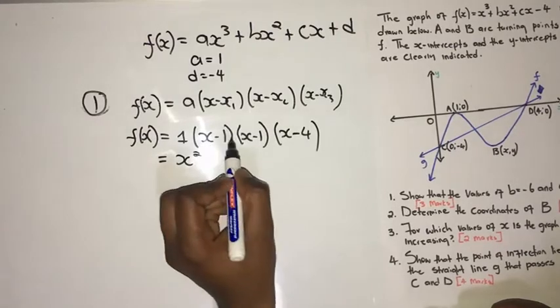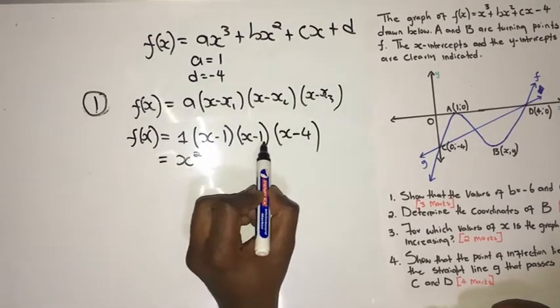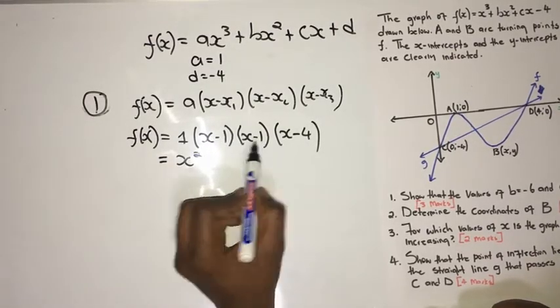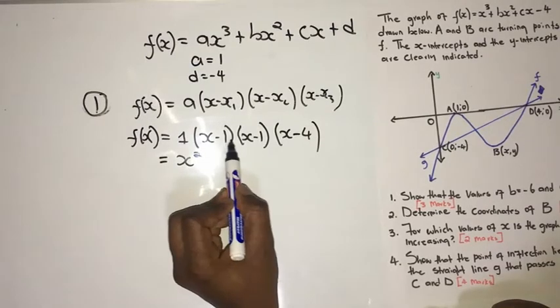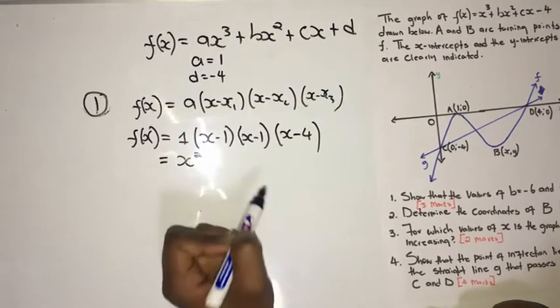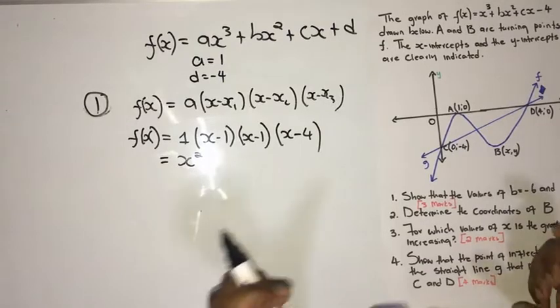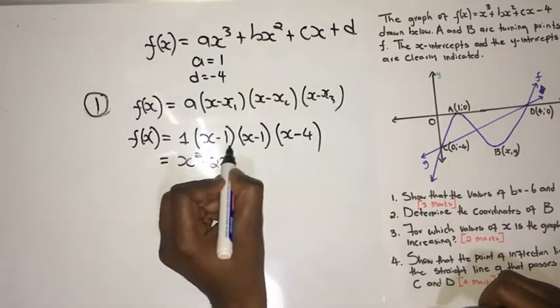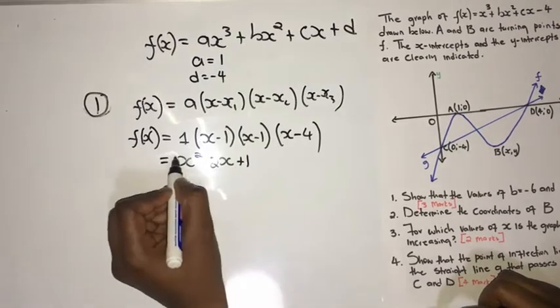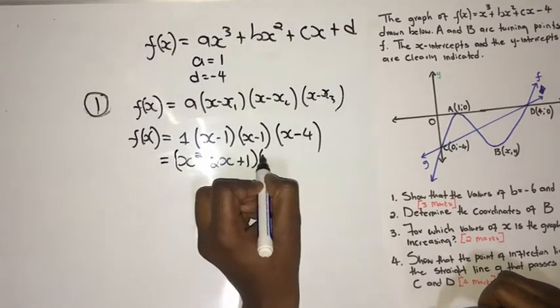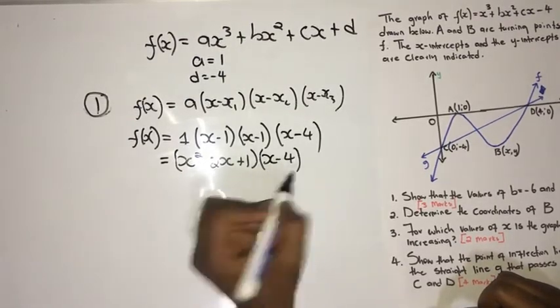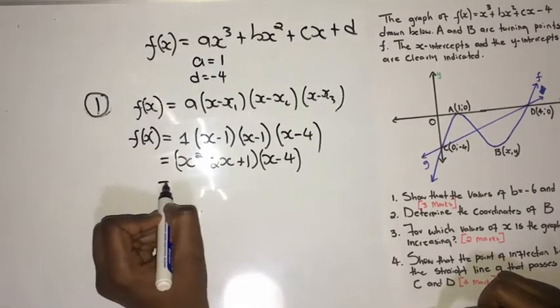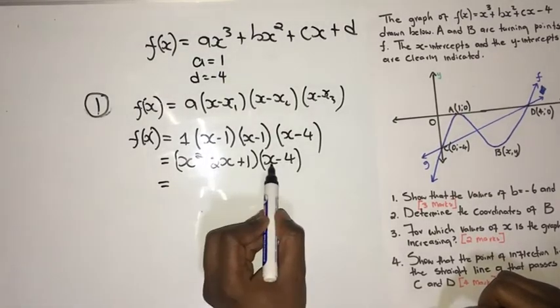Alright, x multiplied by minus 1 will give minus x, and then this minus 1 by x will also be minus x, so this will give us minus 2x, and then minus 1 by minus 1, that's plus 1. Okay, so now we have x minus 4. Alright, so now we need to multiply out throughout, so we'll start with this.